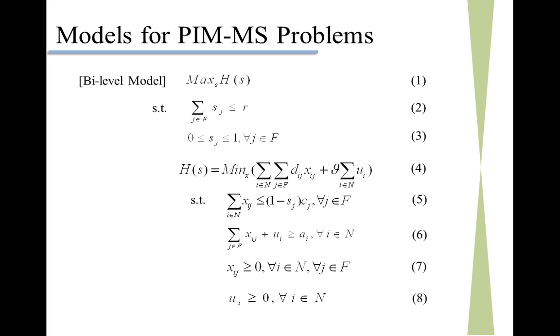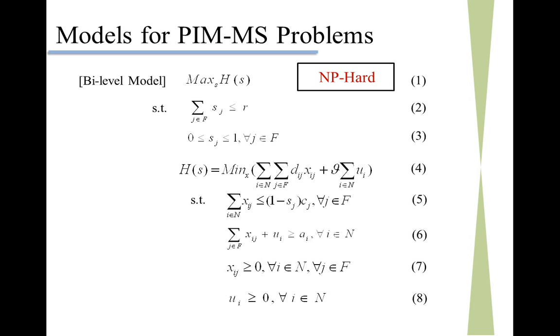The formulations from 1 to 3 express the upper level problem. The lower level formulations are from 4 to 8. Constraint 2 is the budget limit of interdiction. Constraint 5 ensures that each facility is not beyond its remaining capacity to supply demand nodes. Constraint 6 claims that requirements of each demand node must be satisfied, no matter which facilities supply it.